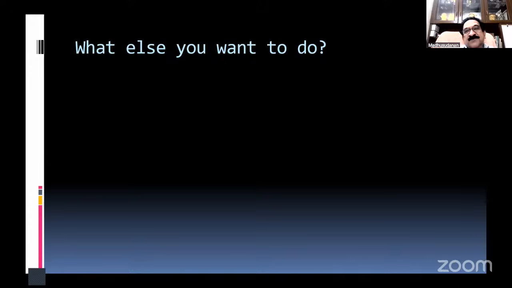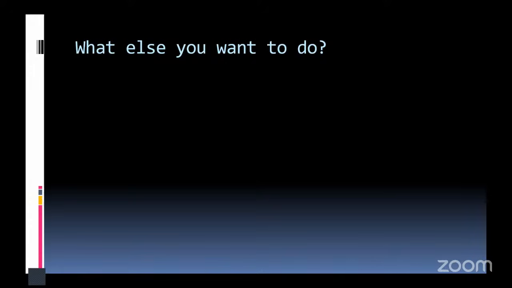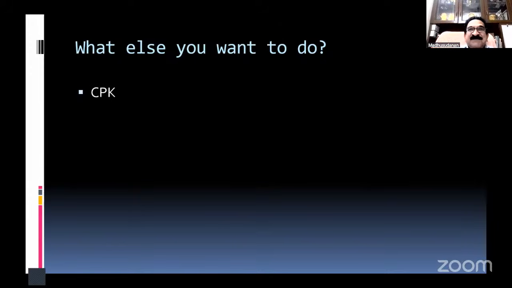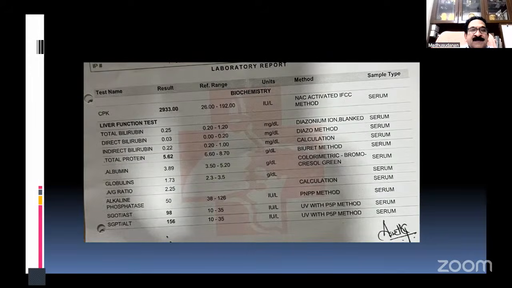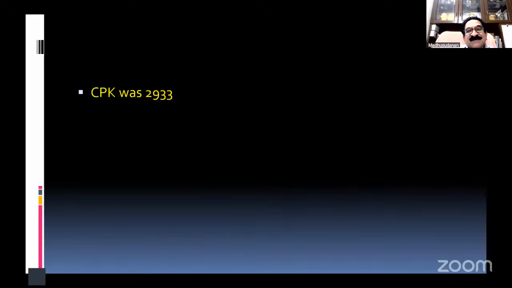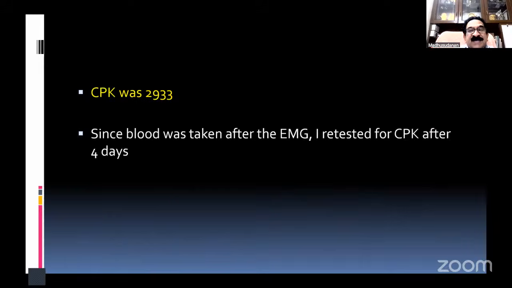So, what investigation do you want now? Muscle MRI, sir. Before muscle MRI, CPK, no? I did a muscle MRI, I'll show that. The CPK was 2933, very high. Okay. Since the blood was taken after the EMG, I repeated the CPK after 4 days. Again it was 2212. So CPK is undoubtedly elevated.